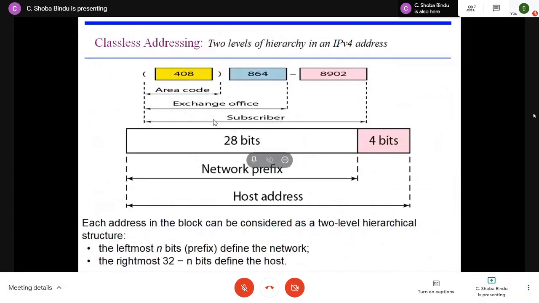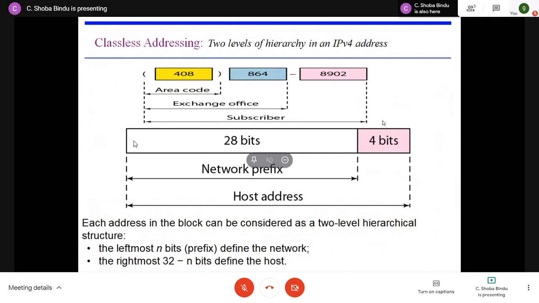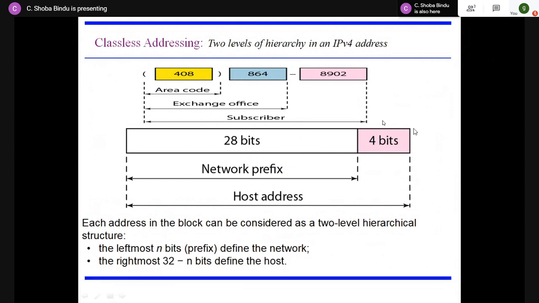Similar to our telephone numbers, you are going to have IP addresses also. So when you go for these IP addresses, you are going to have two parts: one is the network address and the other one is the host ID. This specifies this particular host in this particular network. So this is the network prefix. The first bits we call the network prefix, and the last bits we call the host address.